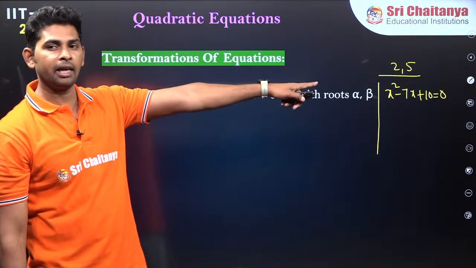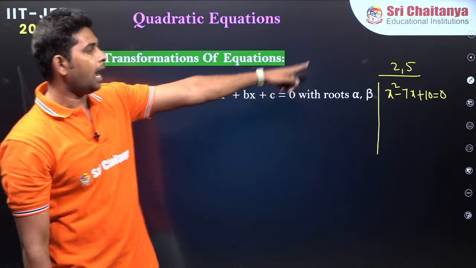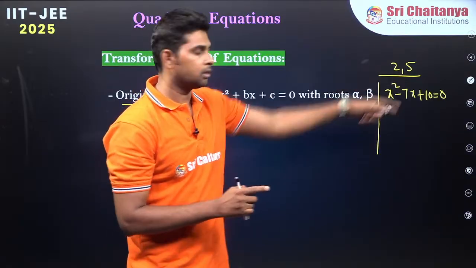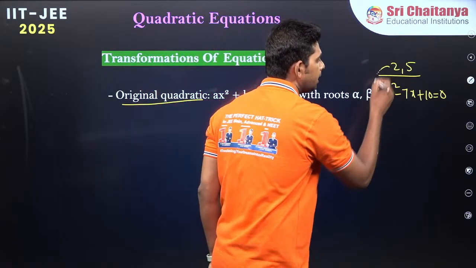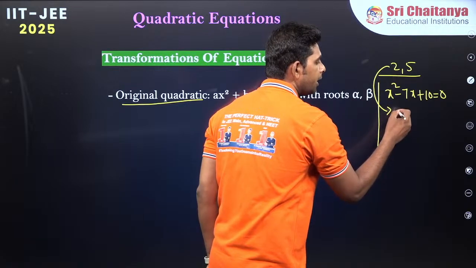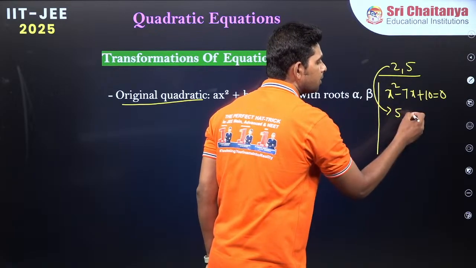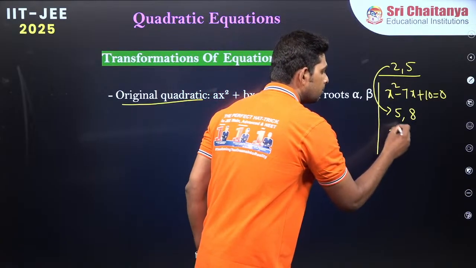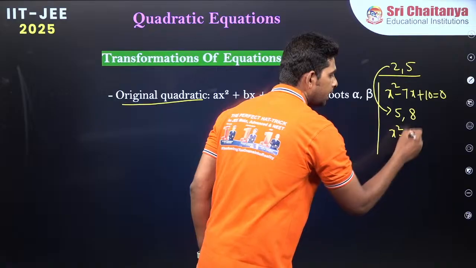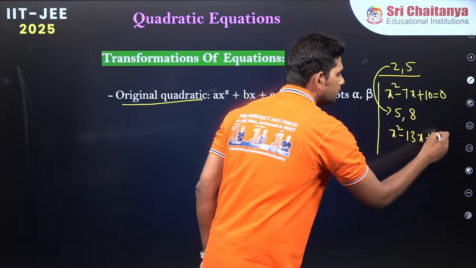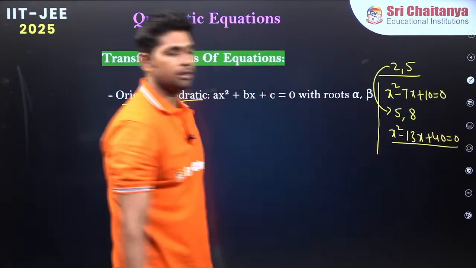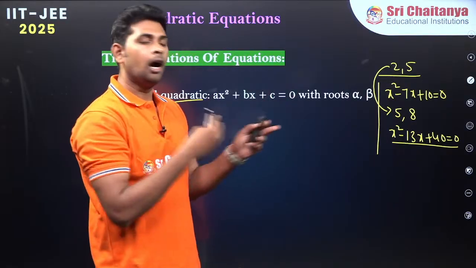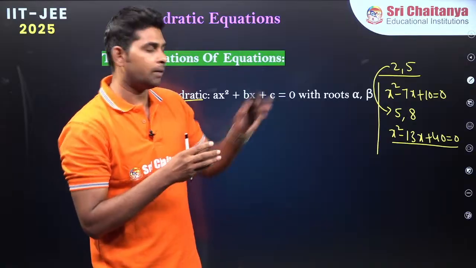Now I want to find the equation whose roots are changed by adding 3 to these roots. So 2 comma 5, I am adding 3: 2 plus 3 is going to be 5, 5 plus 3 is going to be 8. Directly you can write the equation: x square minus 5 plus 8, which is 13x, plus 5 into 8, which is 40. The equation is like this. But what if it is a very big nth degree polynomial? How are we going to transform that equation? That we are going to see now.